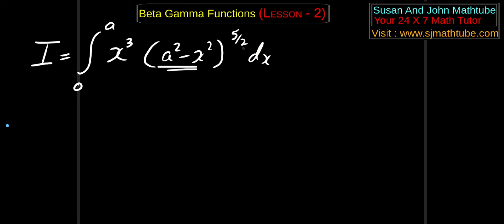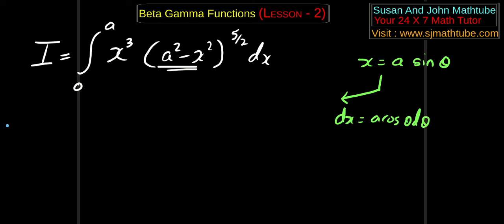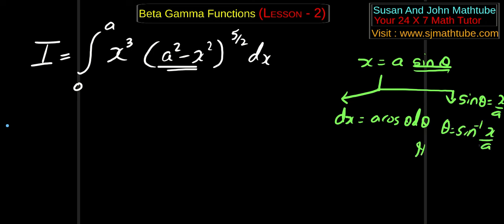You are stuck with something to the power 1 by 2. Basically 5 by 2 means 1 by 2 the whole power 5. So the substitution is, we put x is equal to a sine theta. And as always, the two things, dx equal to a cos theta d theta. And from here, I get sine theta is equal to x by a, and that gives me theta is equal to sine inverse x by a. So if x equal to 0, theta equal to 0, x equal to a, theta equal to pi by 2. We did a lot of problems, so we know that.